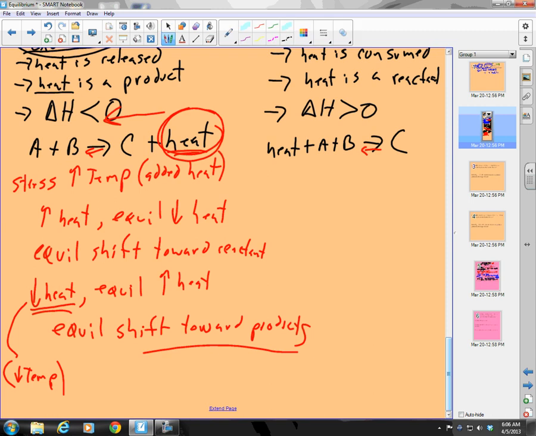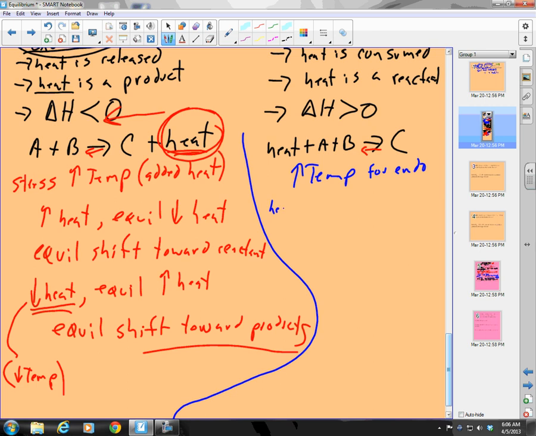What happens for an endothermic reaction? Well, just the opposite. Okay, so when I increase my temp for an endothermic reaction, what happens? That means heat increased. That means my equilibrium wants to decrease heat. How do I decrease heat if heat is a reactant? Well, my equilibrium will shift in what direction? If heat's a reactant, it wants to shift in that direction. So equilibrium will shift toward products.